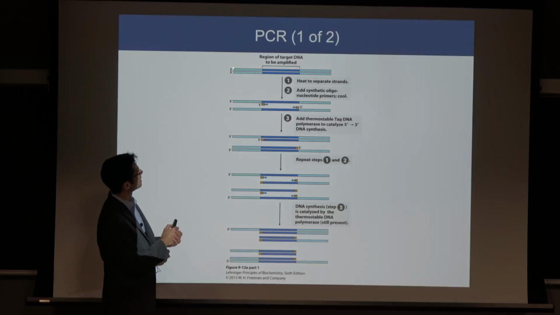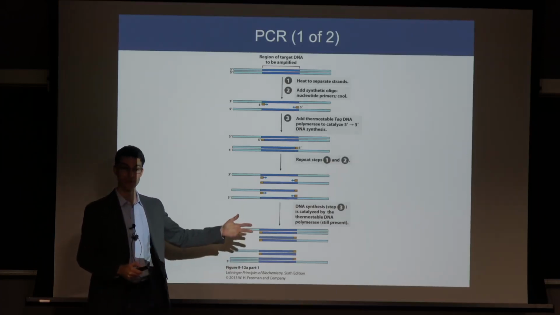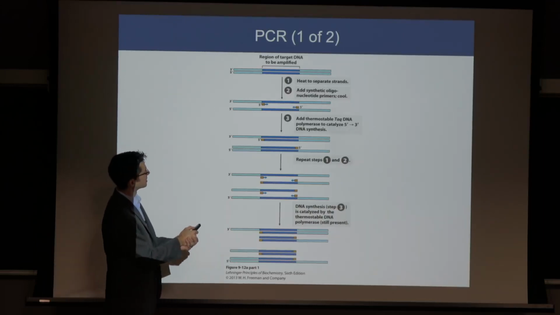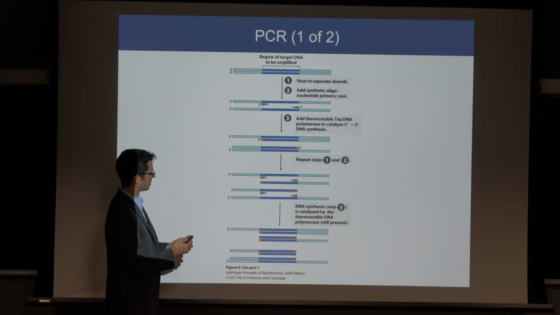You have the 3' end and the 5' end, and then you have, say, a gene in here. And you separately synthesize some short chains that are complementary to the ends here. These short chains are called primers, and DNA is always synthesized in the 5' to 3' direction. Then you have this thermostable Taq polymerase, from the deep ocean bacteria, that extends the chains.